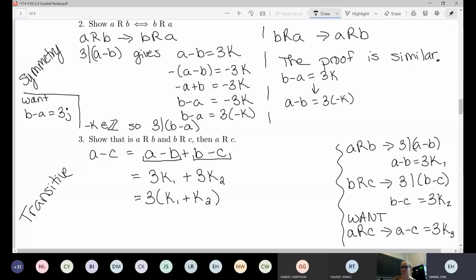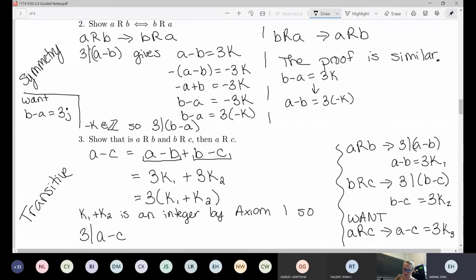So if I factor 3 out, I have that setup of 3 times something. And we would want to say k sub 1 plus k sub 2 is an integer by that axiom 1 from a while ago. So 3 divides A minus C. So A is related to C.